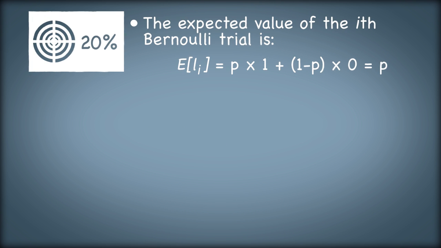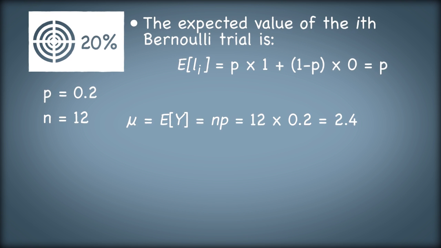Back to random variable y, the number of power supply units requiring service during the warranty period. p was 0.2, and n was 12. Therefore, the expected value of the random variable is 2.4 units. That is, when we view 12 power supply units, we expect, on average, 2.4 to require service during the warranty period. Note that 2.4 isn't necessarily a discrete value, as it's an average number.